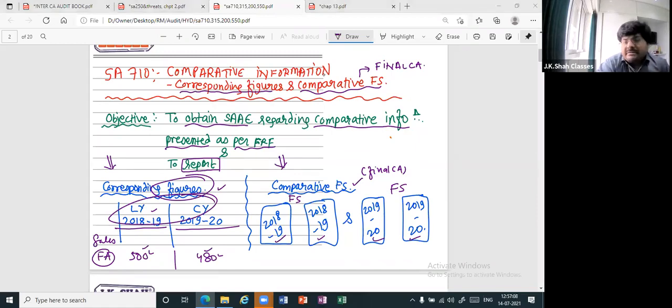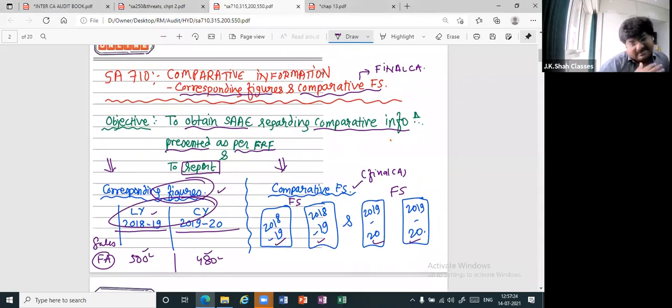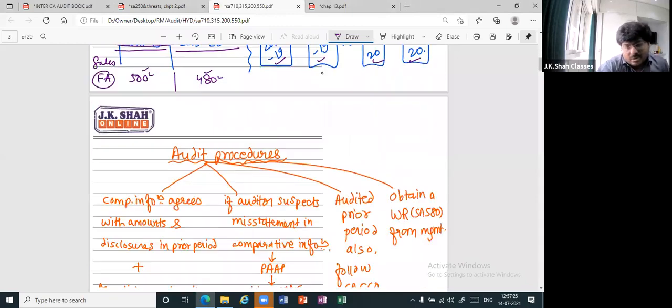This comparative information is of the same company. We are not comparing the ratios, inter-firm comparison or intra-firm comparison. Here we are comparing the financial statements and the information of the same company. Now see, what are the auditor's procedures?